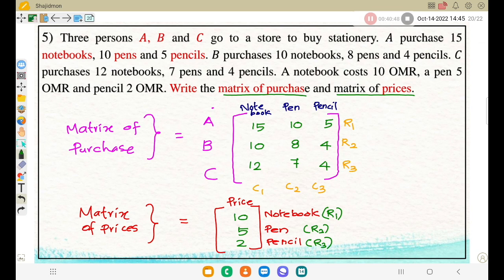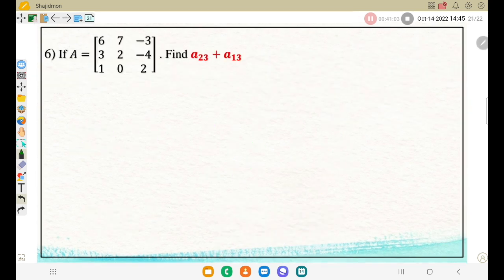We write the prices column wise so that when we multiply the purchase matrix and the price matrix, we get the total cost, that is, how much these three people are spending in total. So this is the idea of this matrix. I hope you understood. Now question number 6.